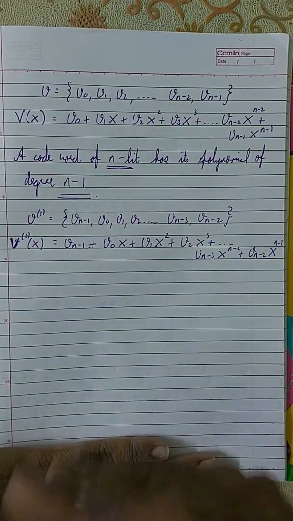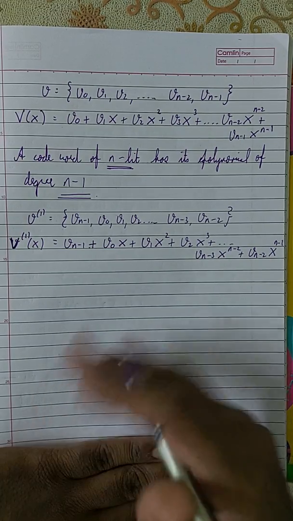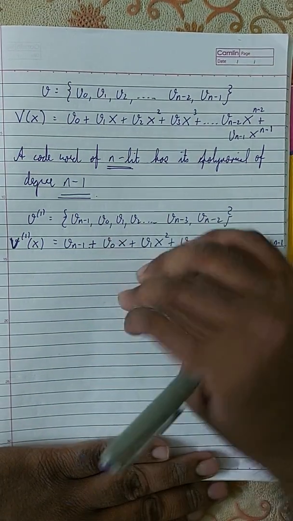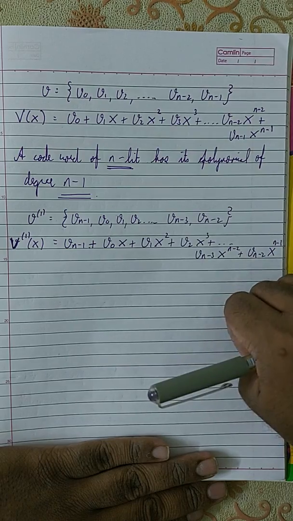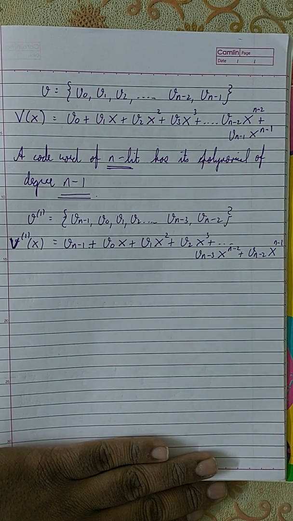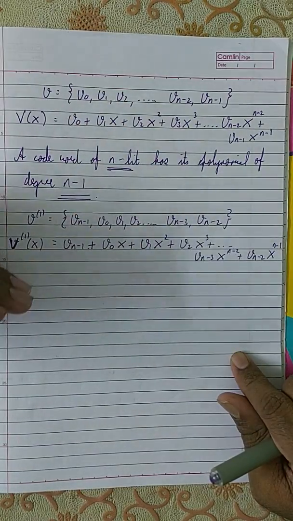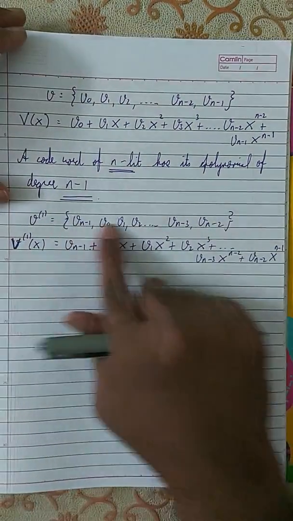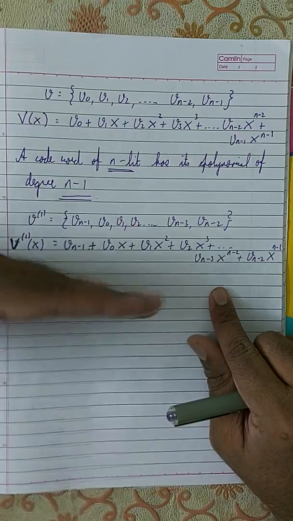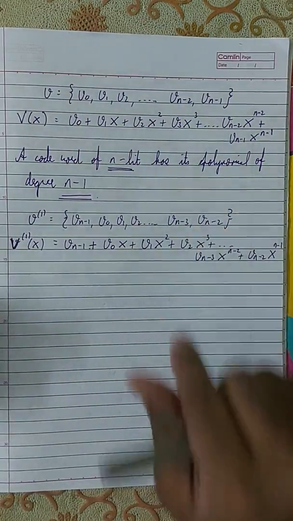Okay, so now I'm asking you, how can we find the code polynomial from the other code polynomial? That is what you need to understand, how to find the code polynomial looking from other code polynomial. Instead of looking at the code word, how to find the code polynomial from another polynomial. That is what I'm going to do.